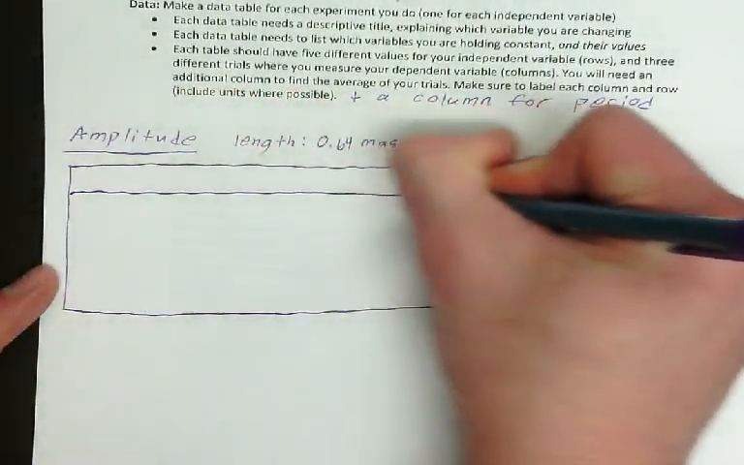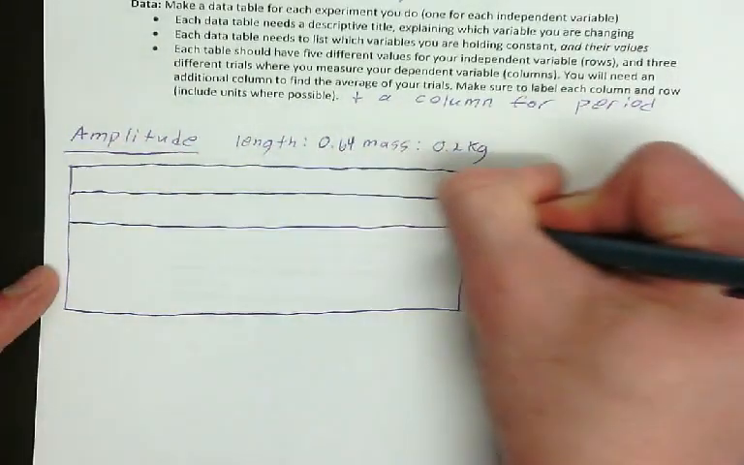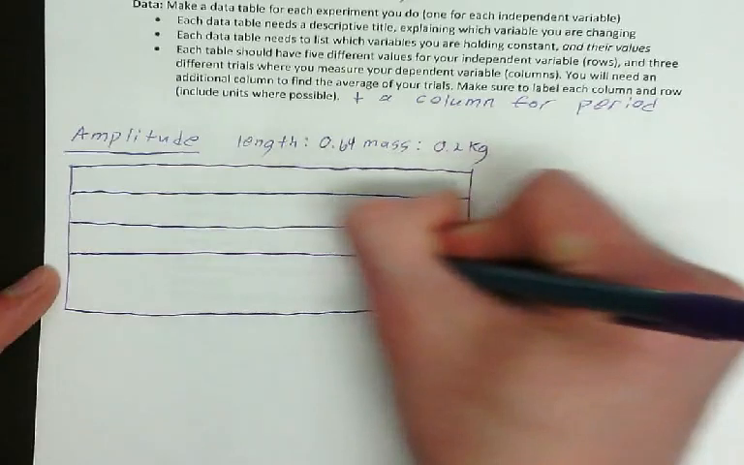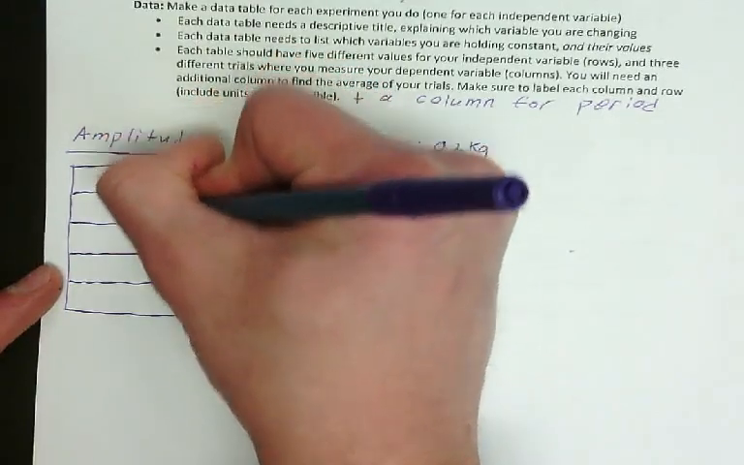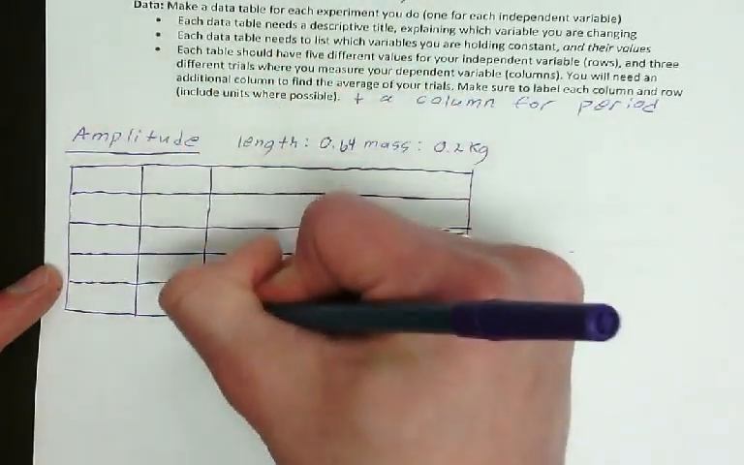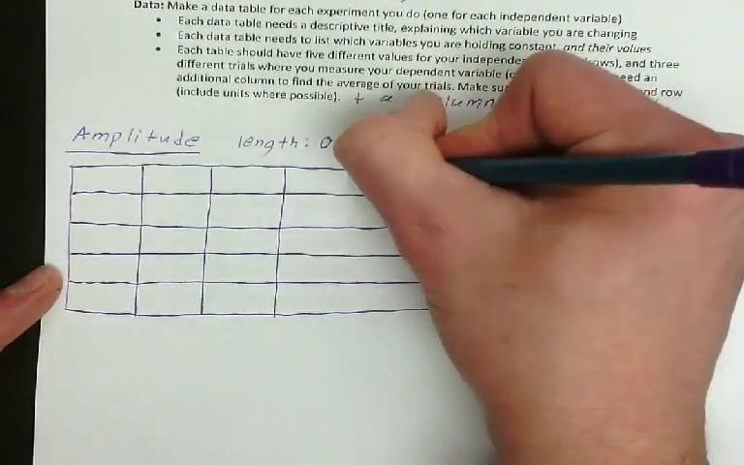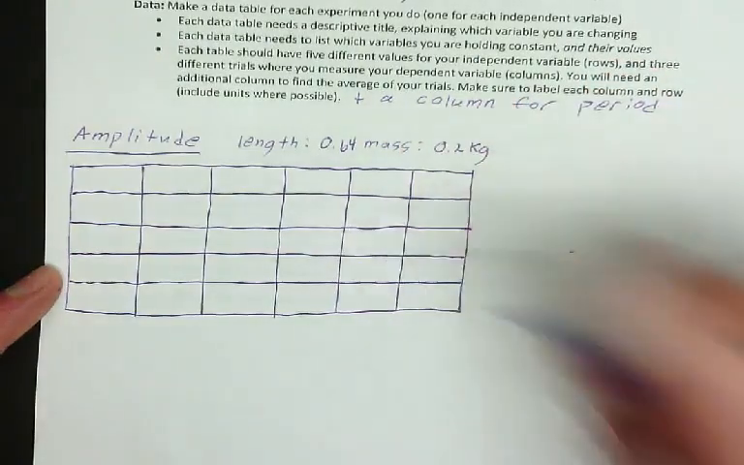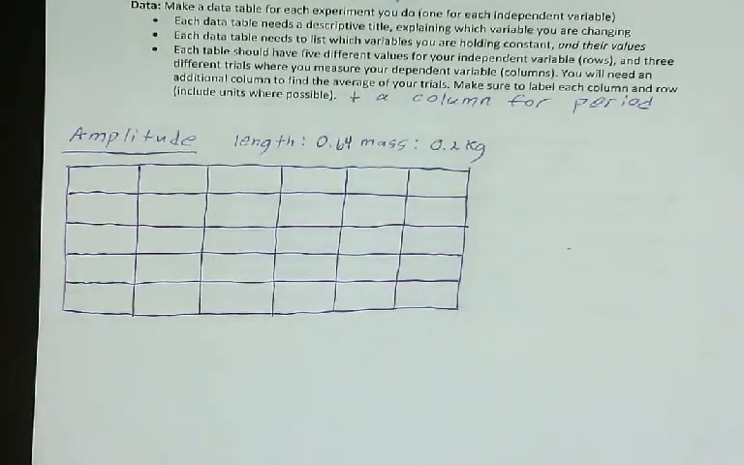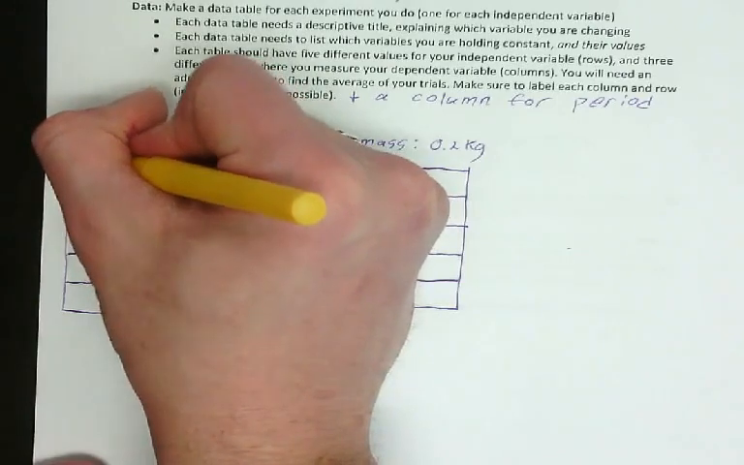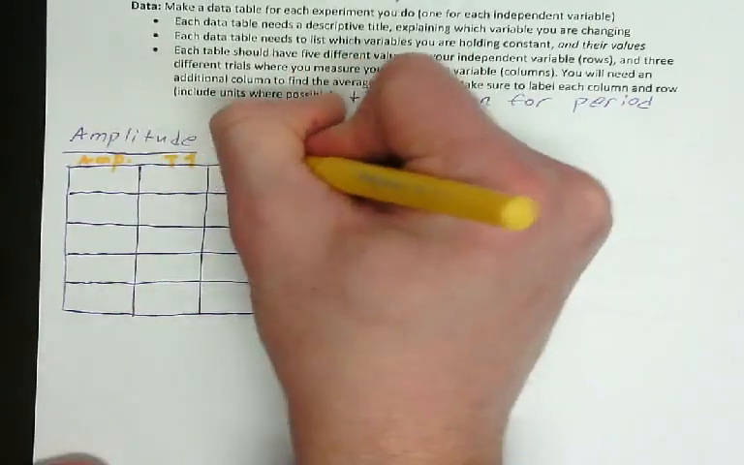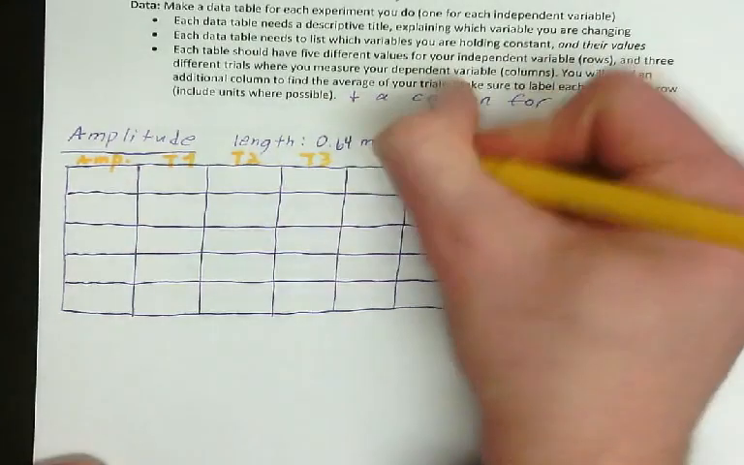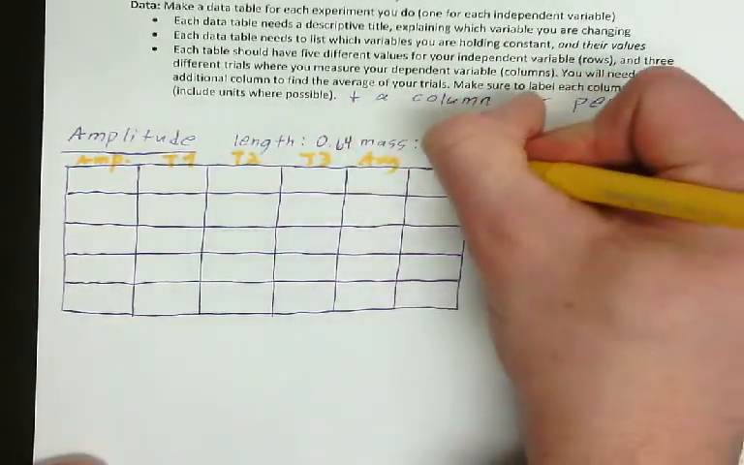So 5 rows: 1, 2, 3, 4, 5, and 6 columns: 1, 2, 3, 4, 5, 6. Okay. Then we just put a title for each of the columns. So the first column is my amplitude values. My second column is my times for trial 1, trial 2, trial 3, then the average, then the period.